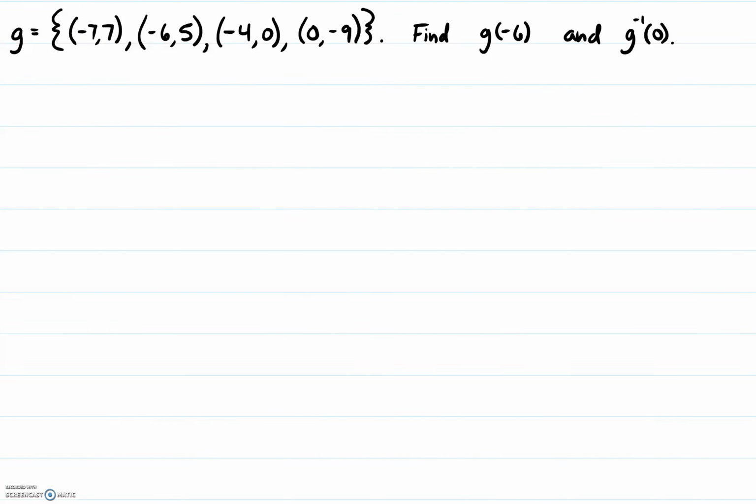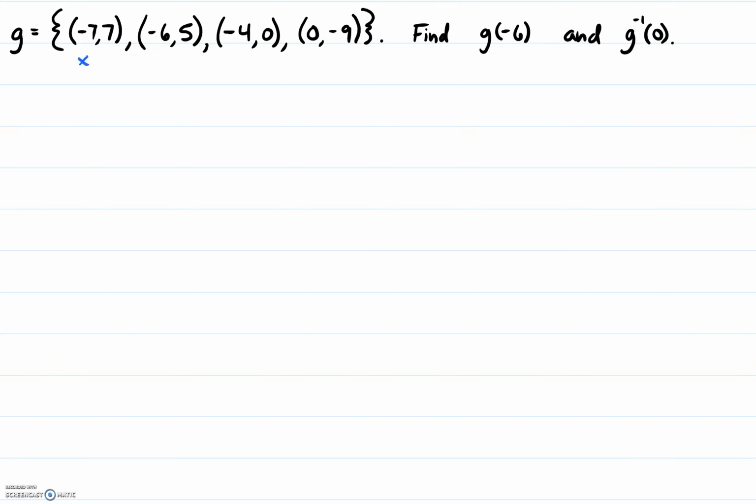In this video, we have a function g, and it's defined as the set of ordered pairs (-7, 7), (-6, 5), (-4, 0), and (0, -9). And what we want to do is use that set of ordered pairs to figure out g of -6 and the g inverse of 0. So let's talk about what these ordered pairs represent first of all.